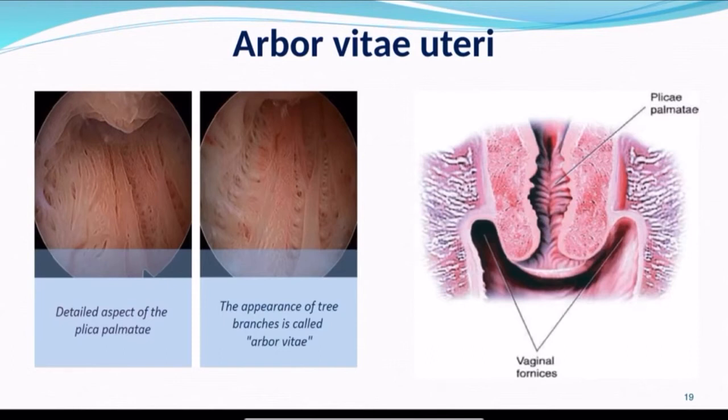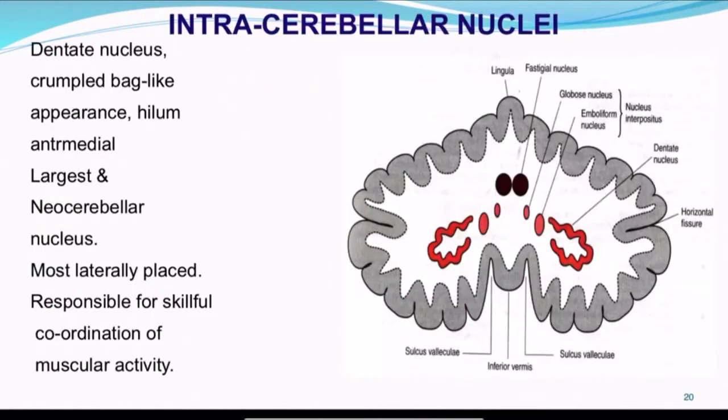Just to compare and contrast, this terminology has another significance in another organ. That's why I brought it here. So arbor vitae cerebelli and arbor vitae uteri have almost the same meaning, but one is in the cerebellum and the other is in the cervical canal of uterus. So please bear in mind the significance of both arbor vitae cerebelli and arbor vitae uteri as well.